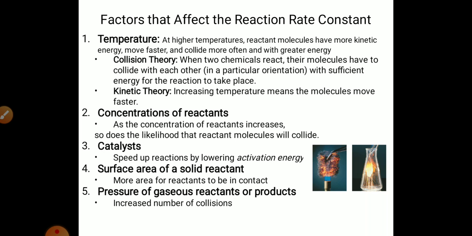The concentration affects the rate of reaction. As the concentration of a reactant increases, the reactant molecules collide more often. Next, the catalyst speeds up the reaction by lowering the activation energy.